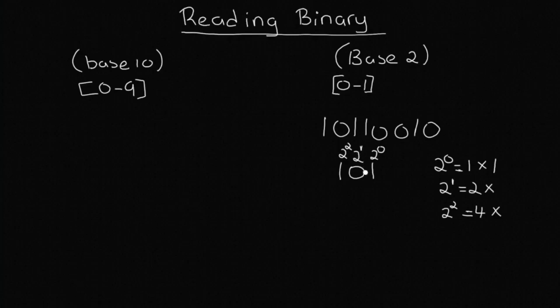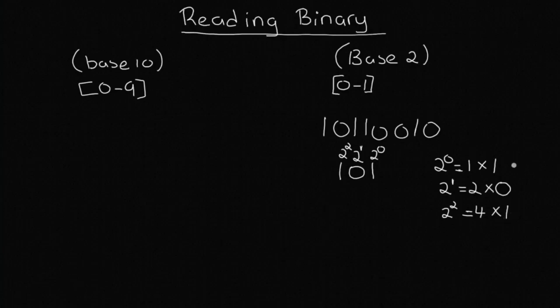And then this next example, it's going to be 2 to the power of 1, which is 2. So it's going to be 2 multiplied by 0. And then in our next example, it's going to be 2 to the power of 2, which is 4. So it's going to be 4 multiplied by 1. So we put 1 in here.